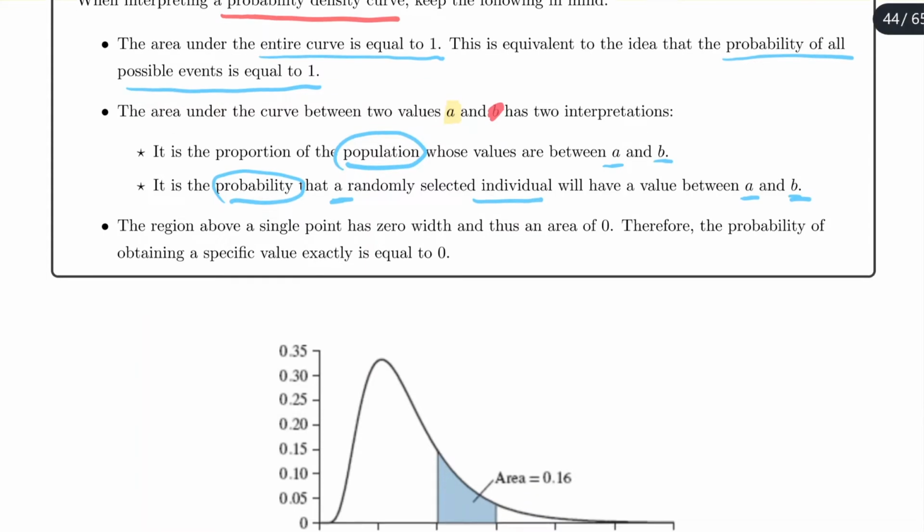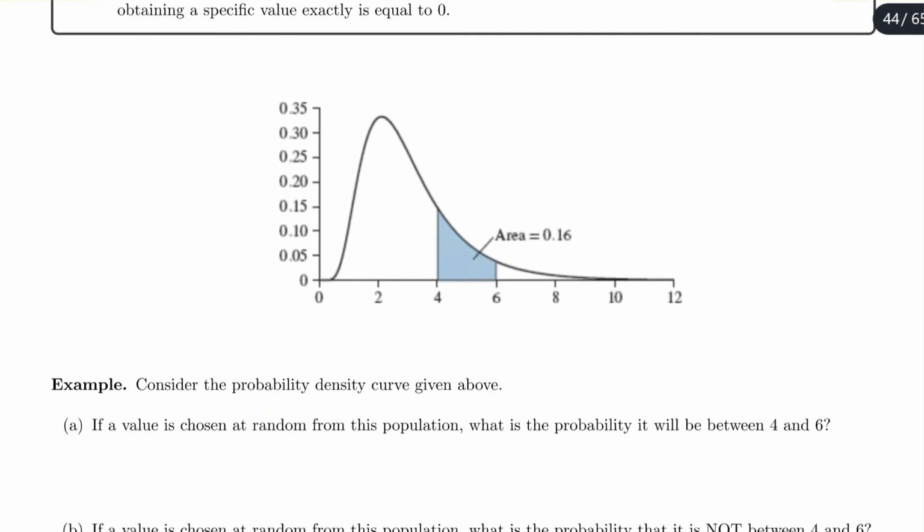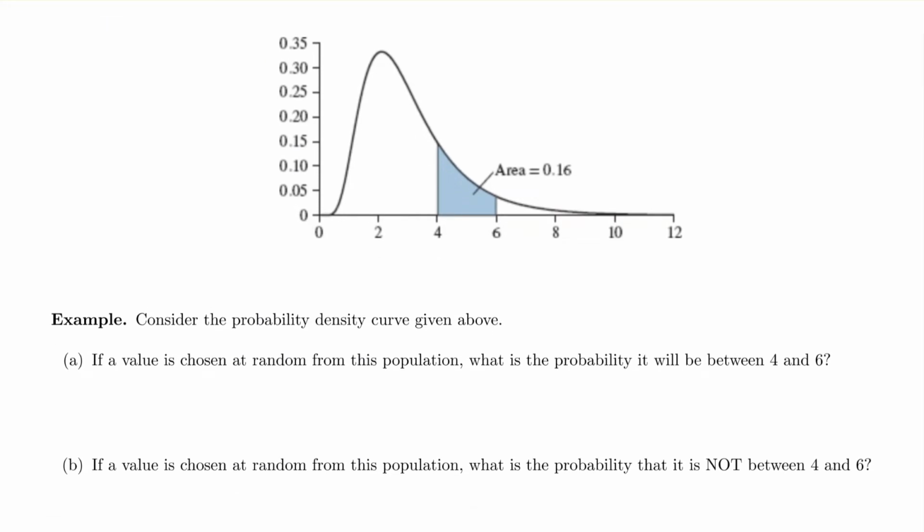So let's look at this example to understand how to interpret probability within a density curve. Again, a density curve is just any curve that represents probability. In this case, this is not a normal graph, not a bell shape. It's more skewed, right? But still, the way we interpret the area is equivalent to the way we interpret the area of a normal distribution.